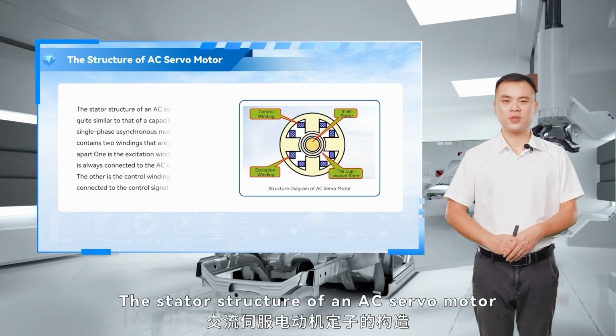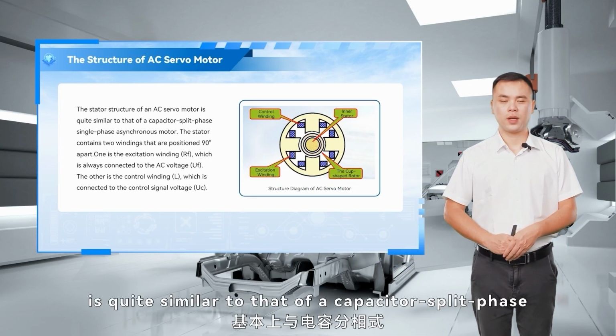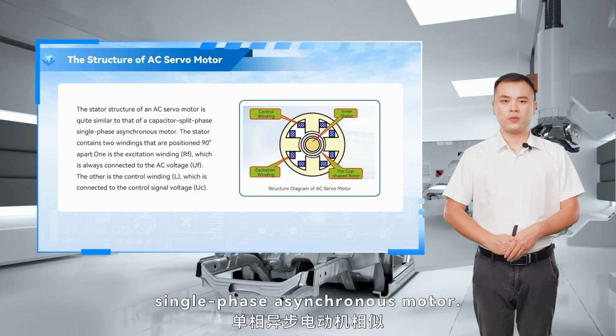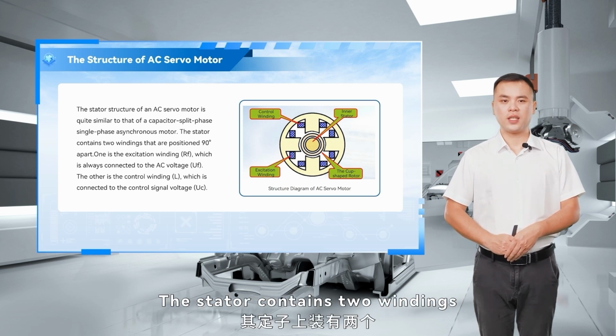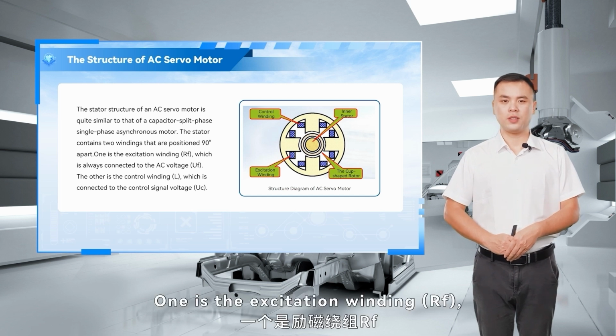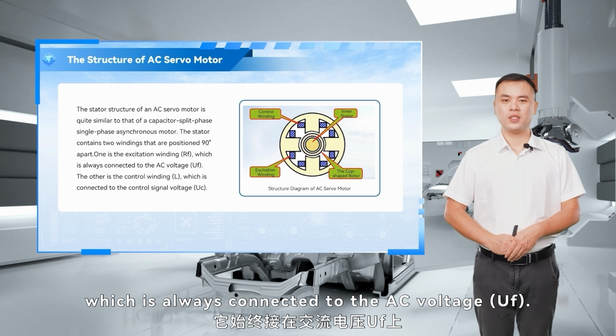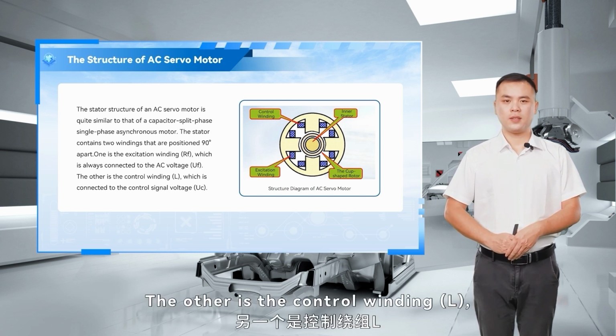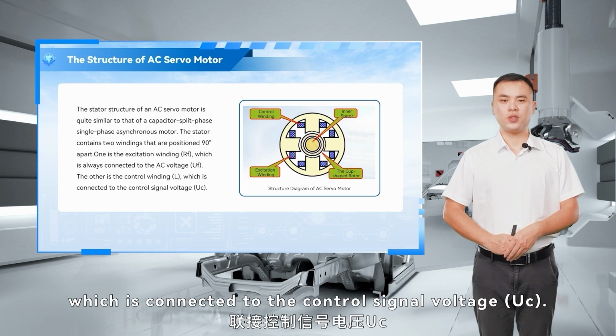The stator structure of an AC servo motor is quite similar to that of a capacitor split-phase single-phase asynchronous motor. The stator contains two windings that are positioned 90 degrees apart. One is the excitation winding, RF, which is always connected to the AC voltage, UF. The other is the control winding, L, which is connected to the control signal voltage, UC.